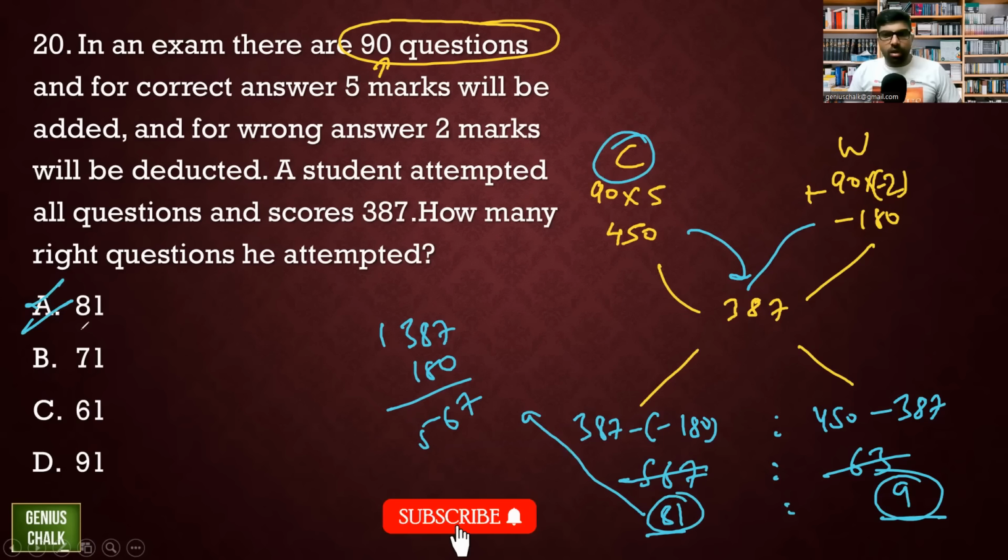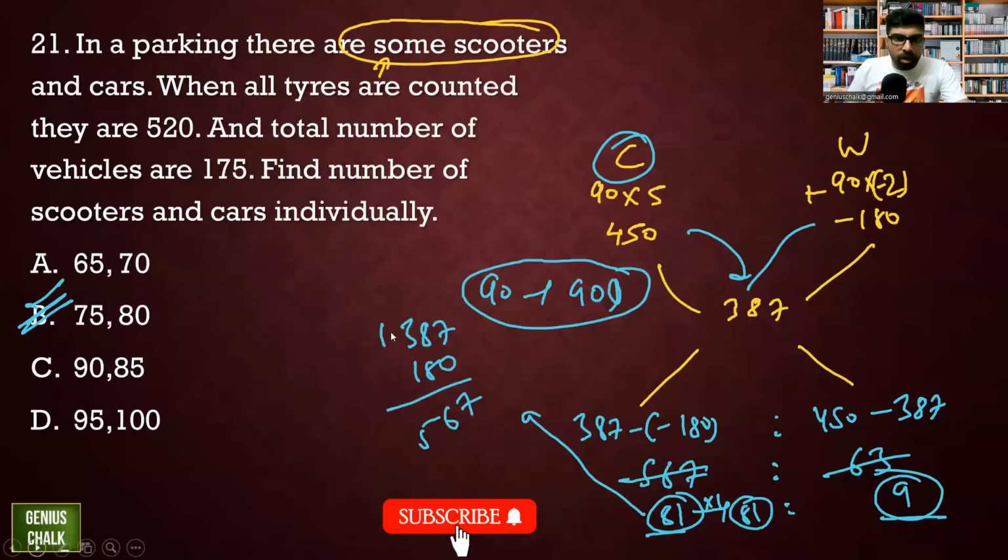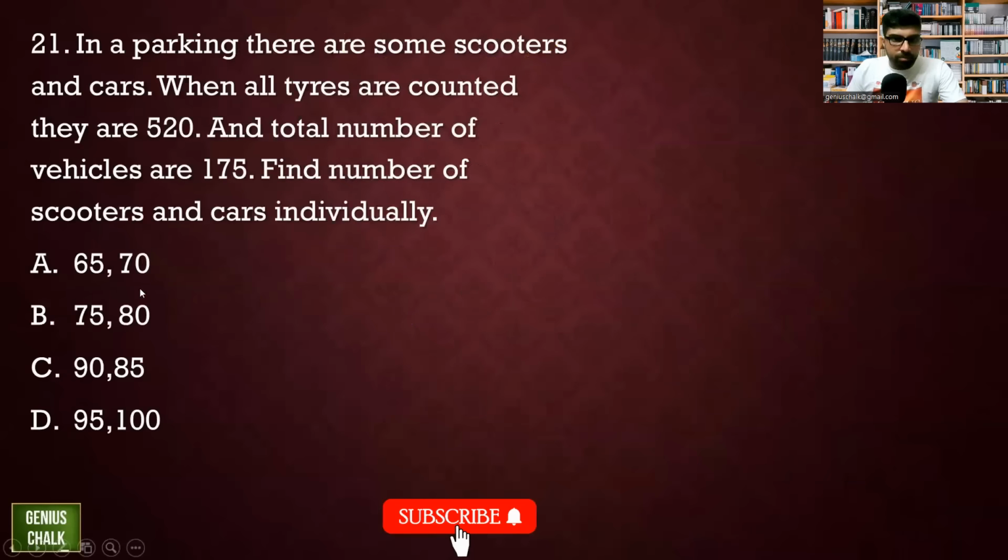So this is how you can approach this, because 81 plus 9 is 90 questions. Our value is also 90 and questions are also 90. That means one value is 1. So actually he has done 81 questions correct, right? So this is how we can apply allegation. Next one.